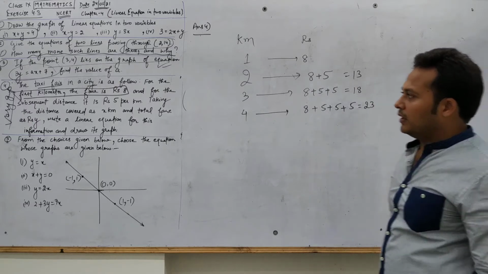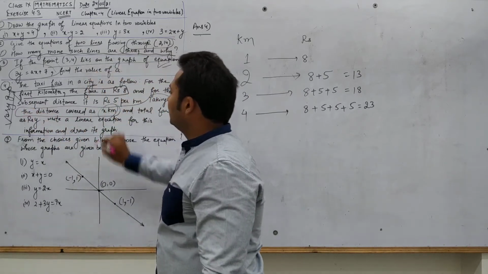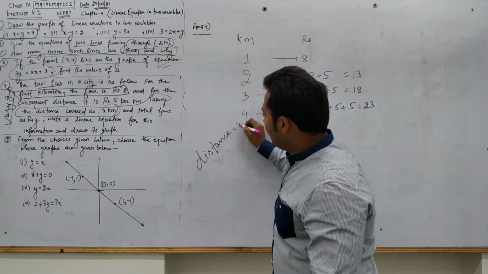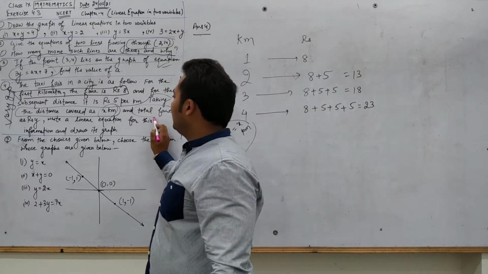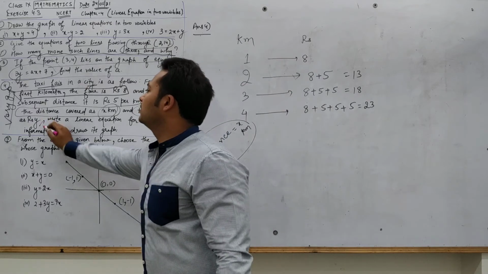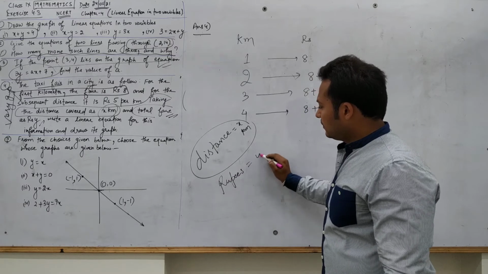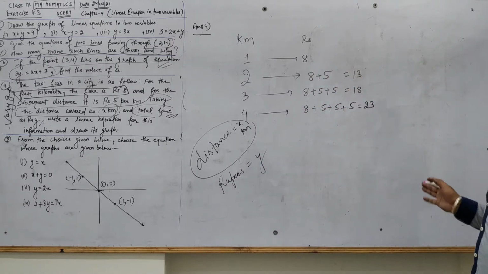Okay, now we are told to take the distance equal to x and the total fare, that is the rupees, equal to y. We are to write a linear equation for this, and then further we are to draw the graph of it.